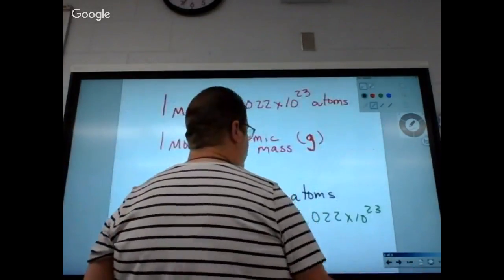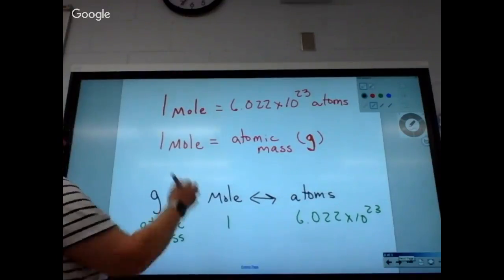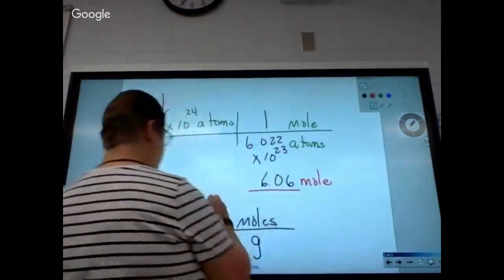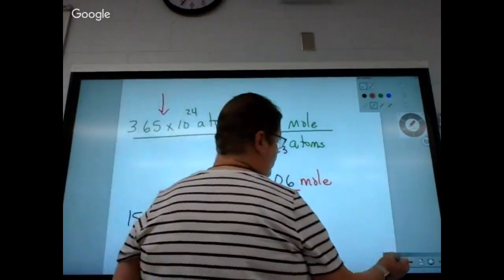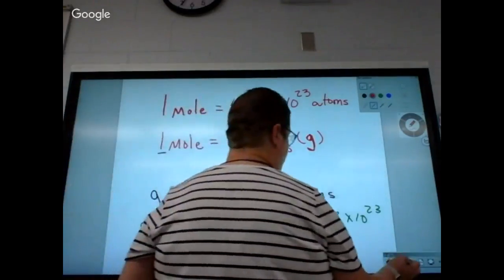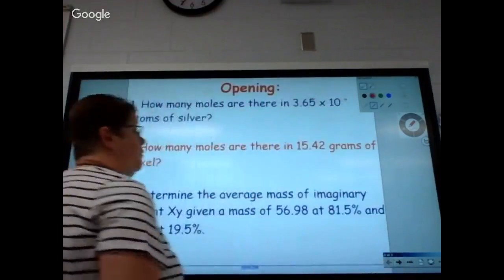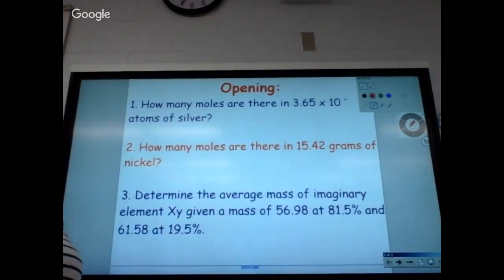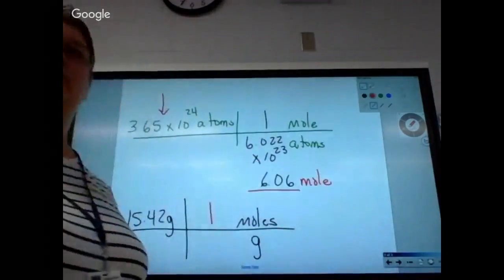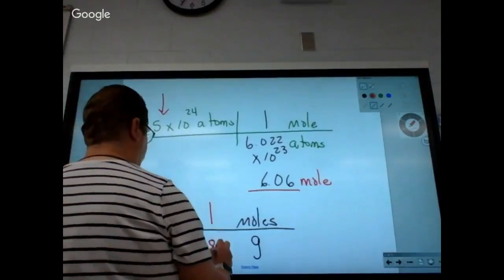All right, so when I cruise over here, which one of these do I want? What's beside moles? Right here beside moles, I'm going to write 1. Come back over here. What's beside grams? I'm going to put in atomic mass beside grams, but I don't know what the atomic mass is. So back to my question. I have nickel, right? So cruise to your periodic table, find nickel. You have 58.69.